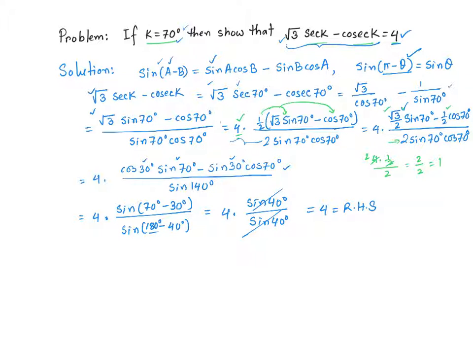And then once I do that, things become a bit nicer, and I use the fact that cosine 30 is square root of 3 over 2 and sine 30 is half. I use these two facts and then express it in this format, which is basically the formula sine A minus B, and then I simplify things. I get sine 40 over sine 40 times 4, so they cancel out. That gives me 4. I hope that this discussion was helpful. Thank you very much.